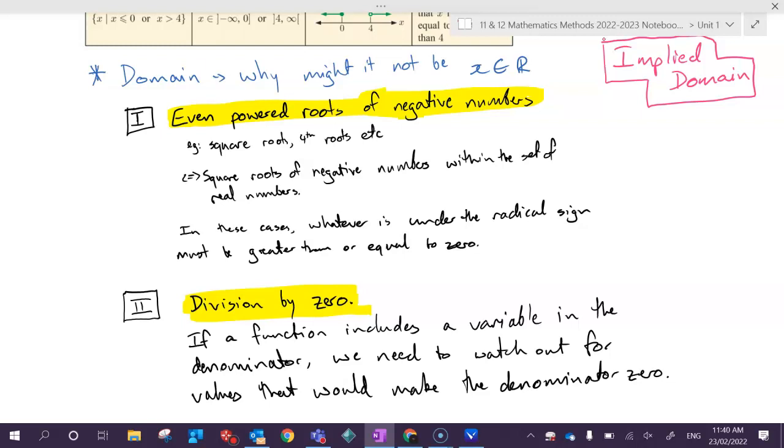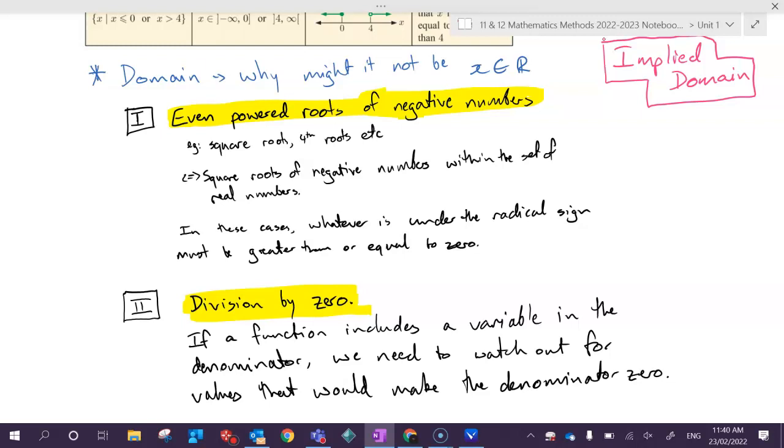First of all, an even-powered root of a negative number. Square root of -4. Is there a real number answer to the square root of -4? No, because I can't have a positive number, square it and end up with a negative. I can't have a negative number. When I square it, I'm going to end up with a positive. So I can't ever equal -4.